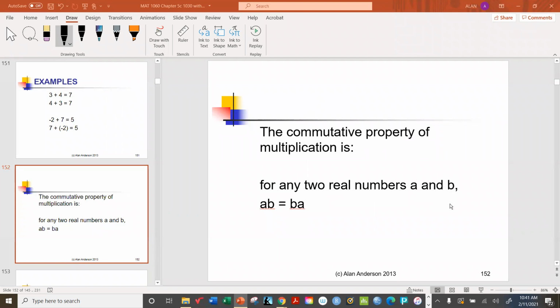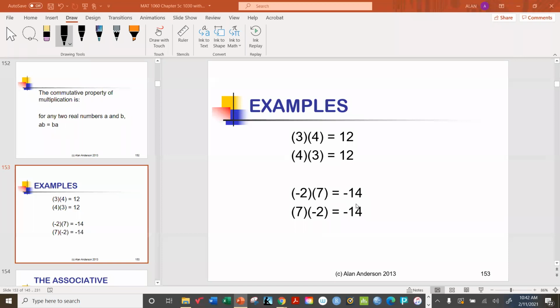If I take two real numbers A and B, A times B equals B times A. Of course it does. So let's see some simple examples of this. 3 times 4 equals 4 times 3. Of course it does. Negative 2 times 7 equals 7 times negative 2.